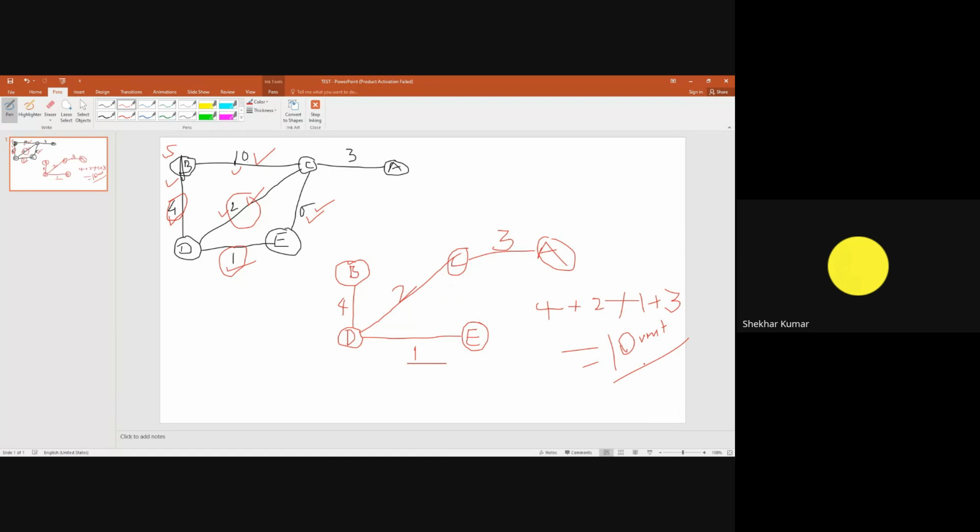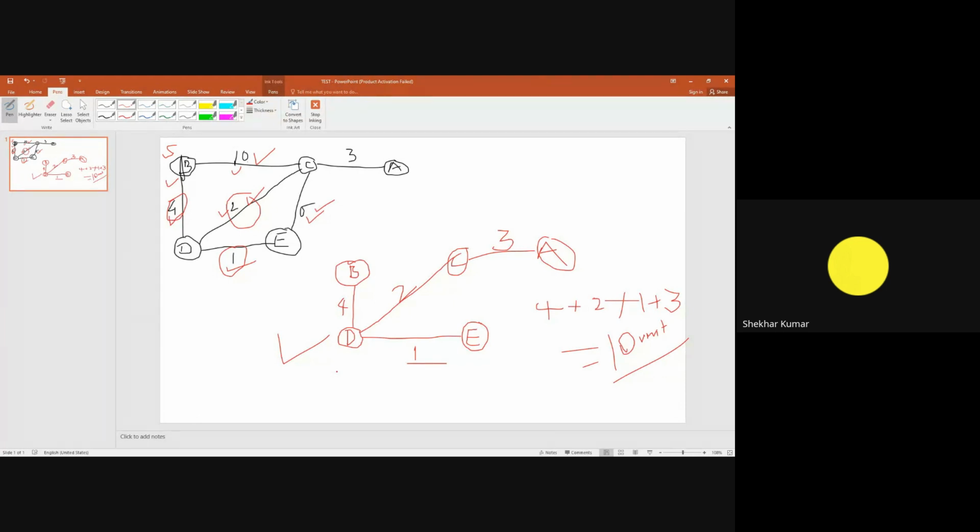So in the graph, you can see that with the help of these edges, we are traversing all the vertices of the graph. And the cost of all the edges is minimum, that is 10 units. So this is called your minimum spanning tree. With the help of Prim's algorithm, we have found the minimum spanning tree.